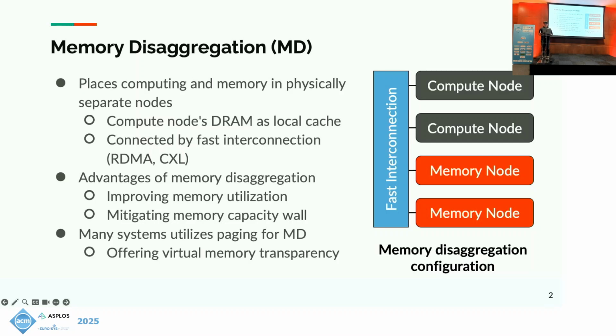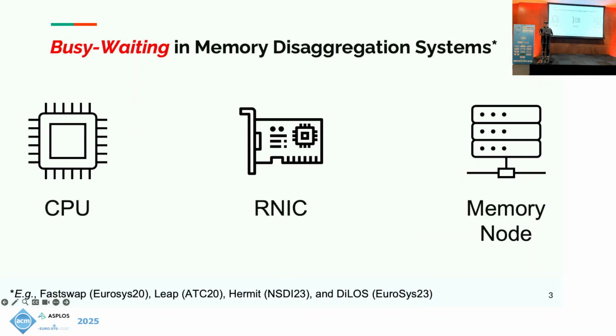Memory disaggregation systems usually utilize paging to offer virtual memory for transparency. In memory disaggregation systems, busy waiting is a popular technique to reduce page fault handling latency. Let me show step by step where the busy waiting takes place in page fault handling and how it reduces latency. Here on the left are the CPU and RDMA NIC, or RNIC, of the compute node.